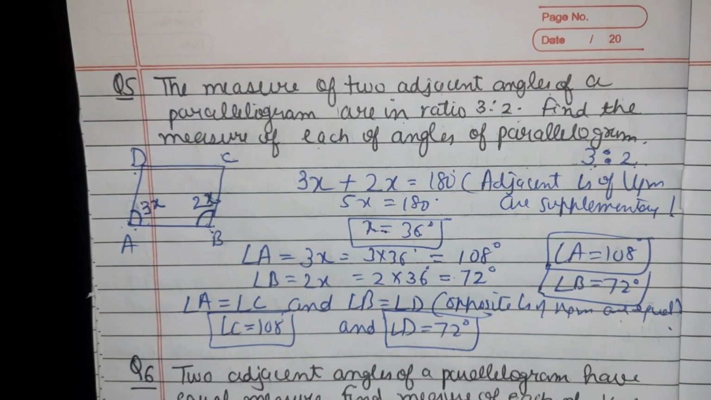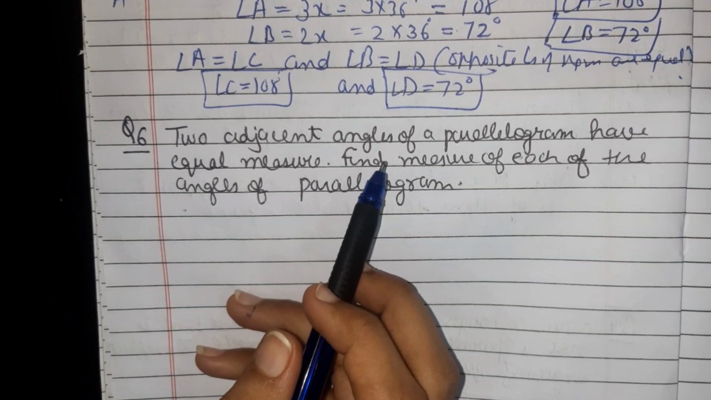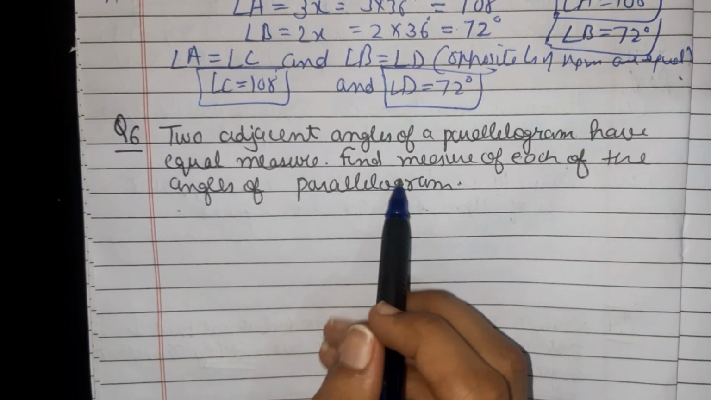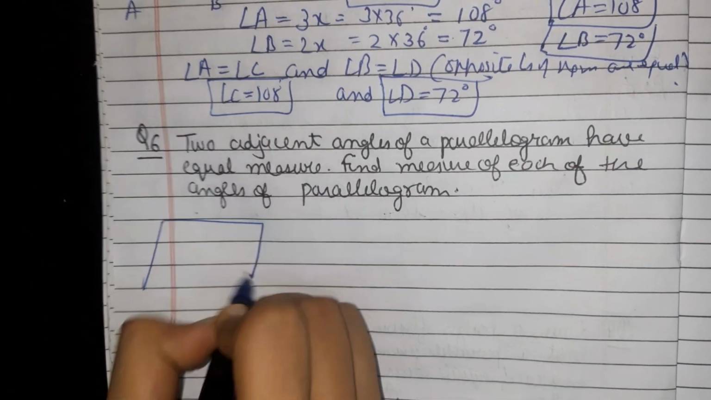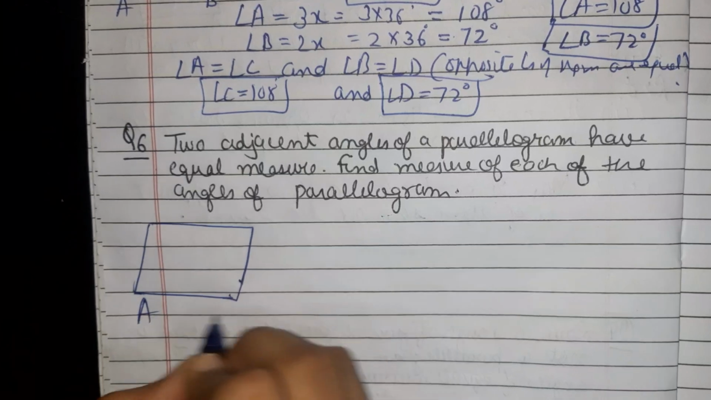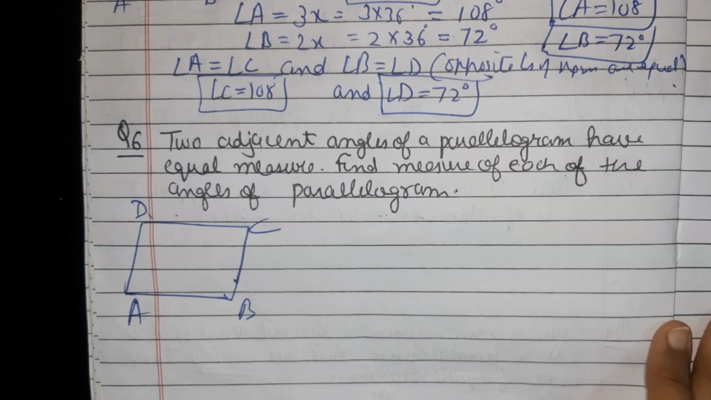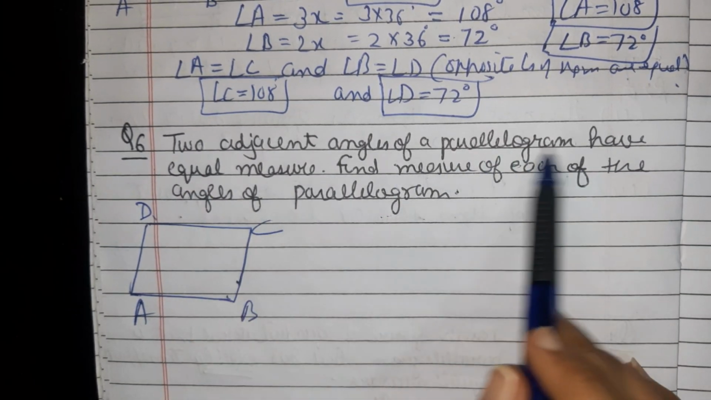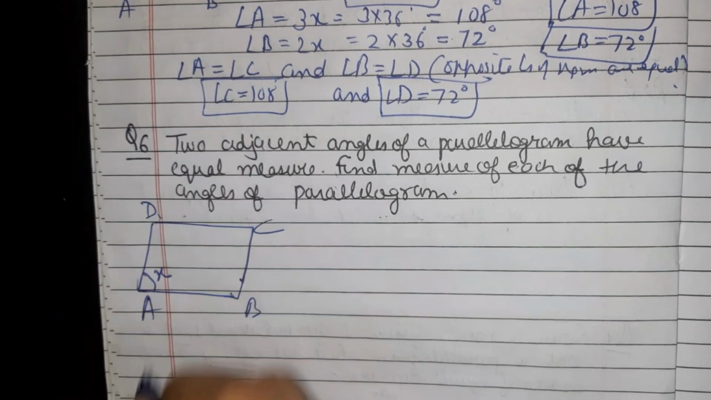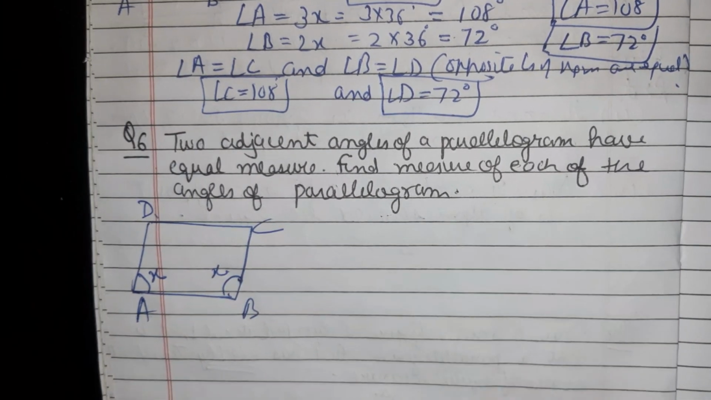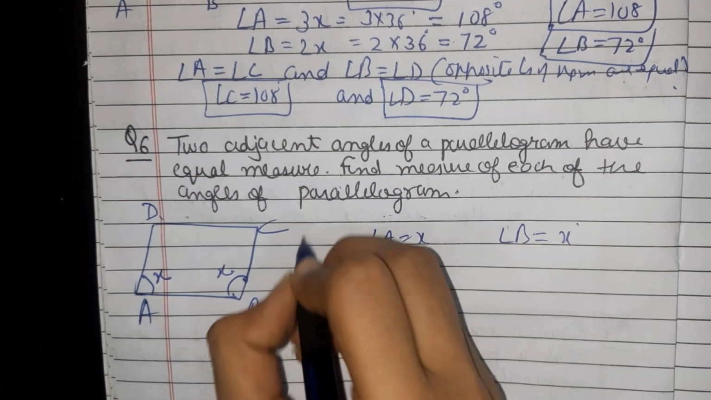So the next question is question number 6. Two adjacent angles of a parallelogram have equal measure. Find the measure of each of the angles of the parallelogram. So again we have a parallelogram ABCD and they have said that the two adjacent angles of a parallelogram have equal measure. So let's say if angle A is x degrees, angle B will also be x degrees.